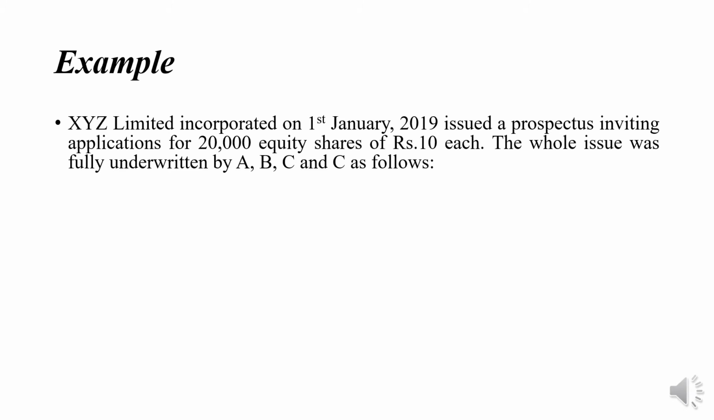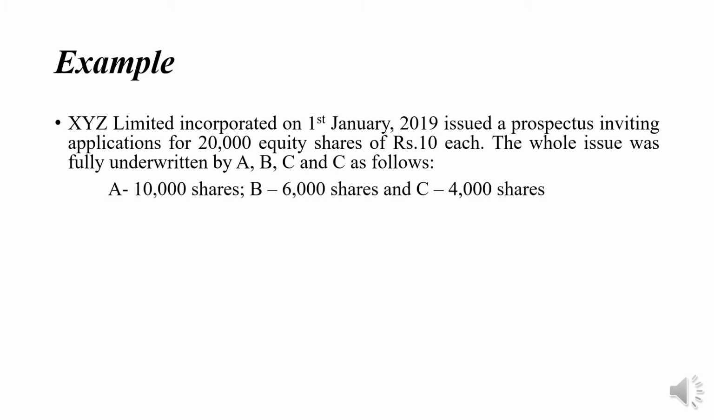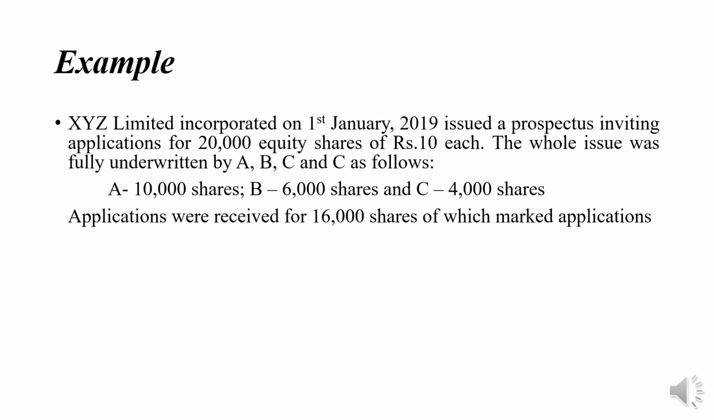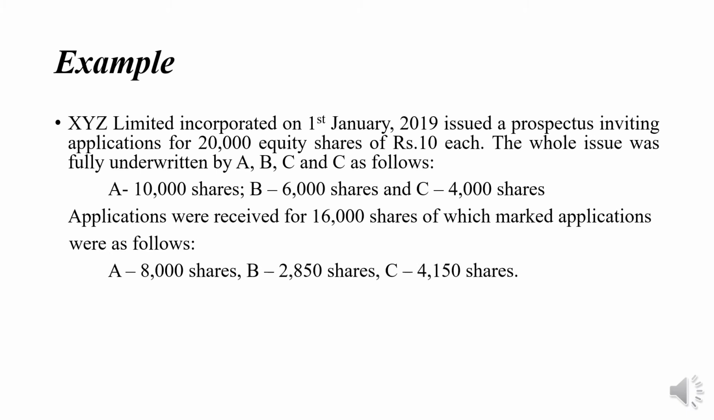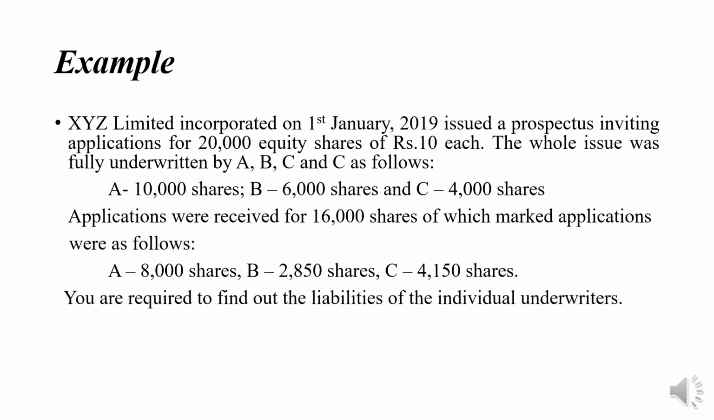Example. XYZ Limited, incorporated on 1st January 2019, issued a prospectus inviting applications for 20,000 equity shares of rupees 10 each. The whole issue was fully underwritten by A, B, C: A 10,000 shares, B 6,000 shares, and C 4,000 shares. Applications were received for 16,000 shares, of which marked applications were as follows: A 8,000, B 2,850 shares, and C 4,150 shares. You are required to find out the liability of the individual underwriters. Okay, so this is the problem.